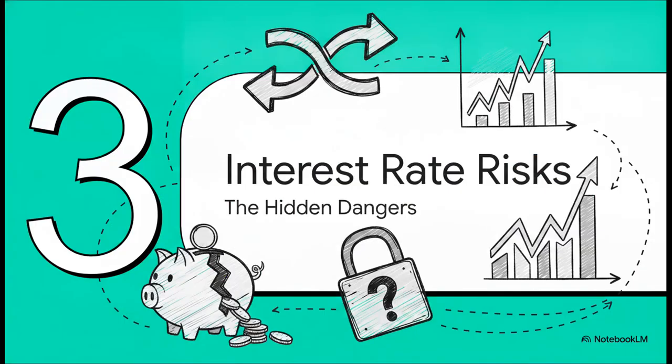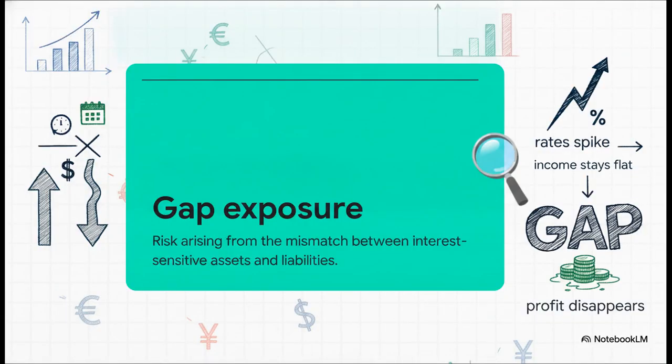All right, Section 3, interest rate risks. Now that we've conquered currency, let's look at our second major category. Because borrowing money has its very own set of hidden dangers that can completely unravel a perfectly good balance sheet. The first danger is gap exposure. Simply put, this is a timing problem between your interest-bearing assets and your debt obligations.